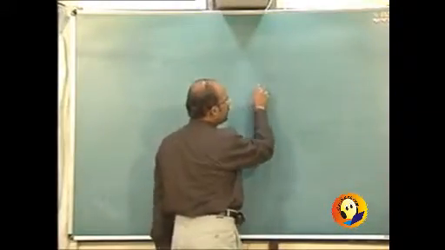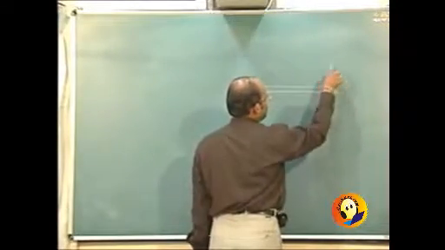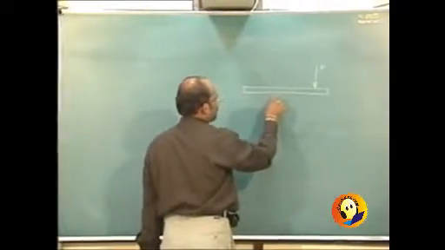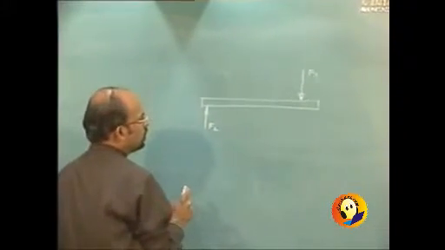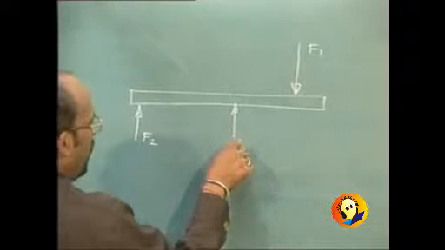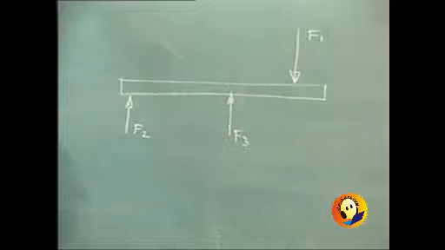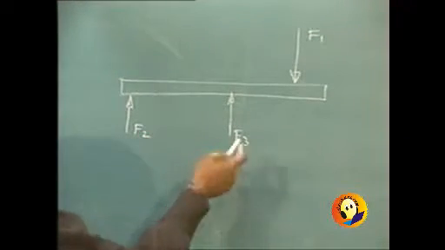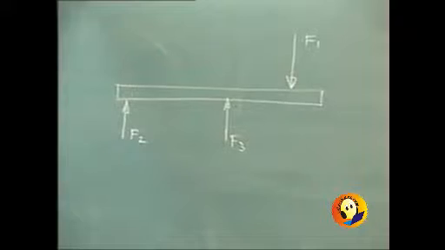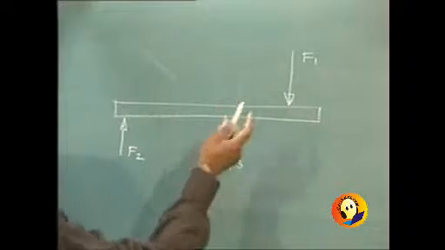I am talking about some body which is acted upon by the forces which are not concurrent. Say force F1, I have force F2, I might have force F3. Now what can you say about such a body? Even if numerically F1 is equal to F2 plus F3, can you say that this body will be in equilibrium? The answer is no, because these three forces are not concurrent.